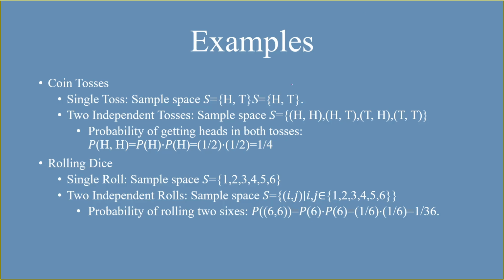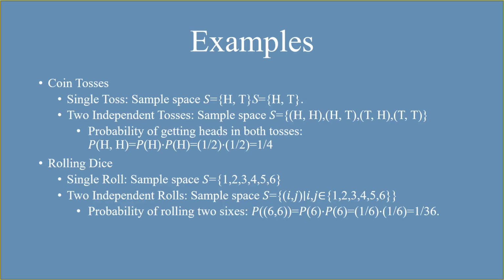Now let's see the examples. In the coin toss example, when we are doing a single toss, the sample space can be head and tails, and that is it. When we are doing two independent tosses, the sample space can be head and head, head and tail, tail and head, and tail and tail.